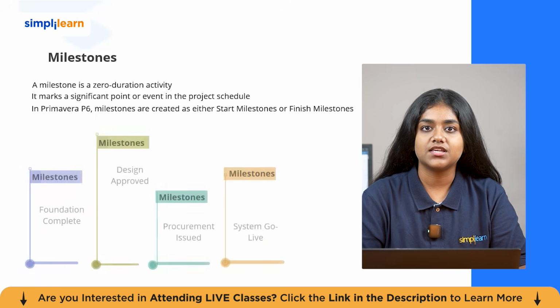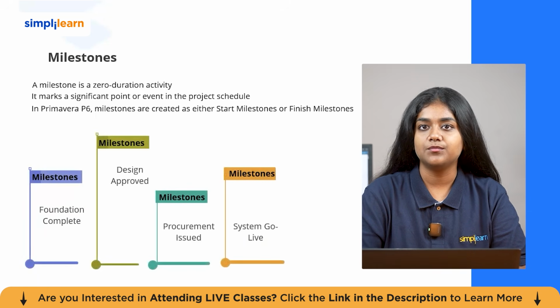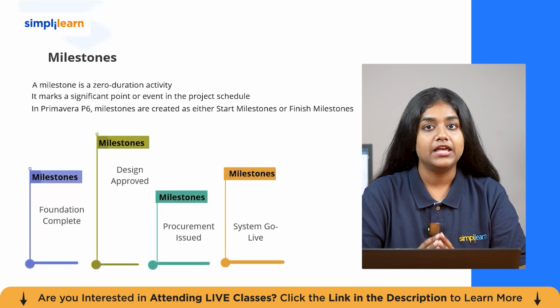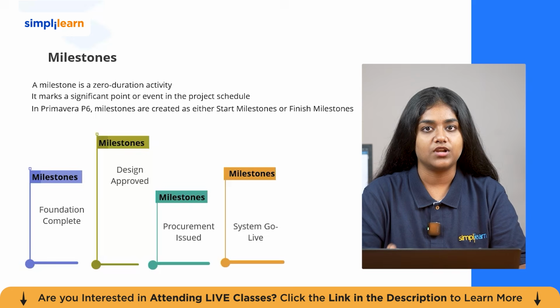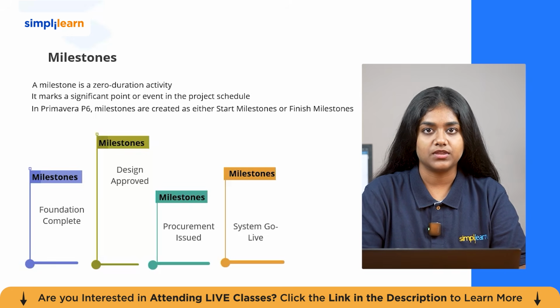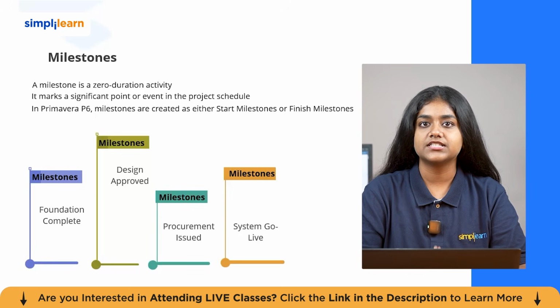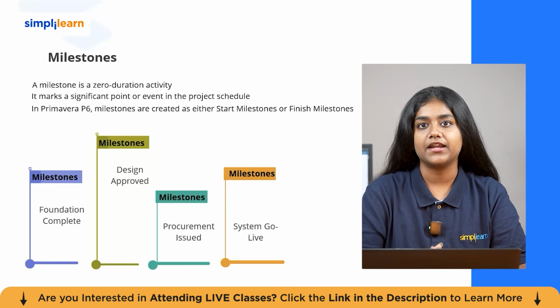So let's understand what a milestone is exactly. A milestone is a zero-duration activity that marks a significant point or event in the project schedule. Examples: foundation complete, design approved, procurement issued, or system go-live. Milestones have no work associated with them. They are checkpoints that signal the completion of a phase or the start of a key deliverable. In Primavera P6, milestones are created as either start milestones or finish milestones depending on what they represent.